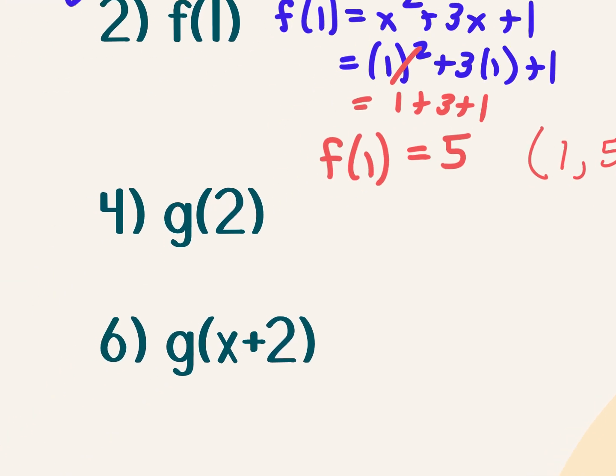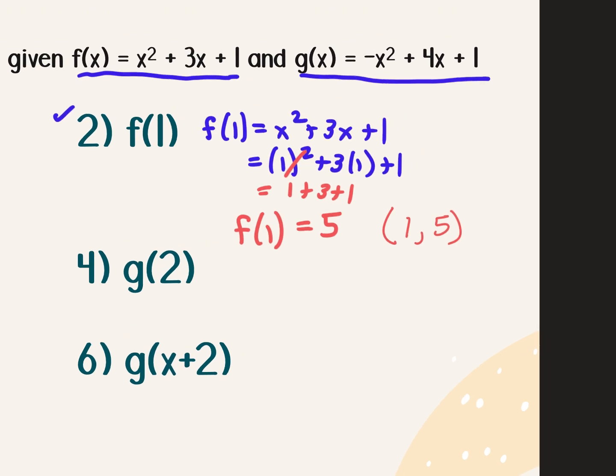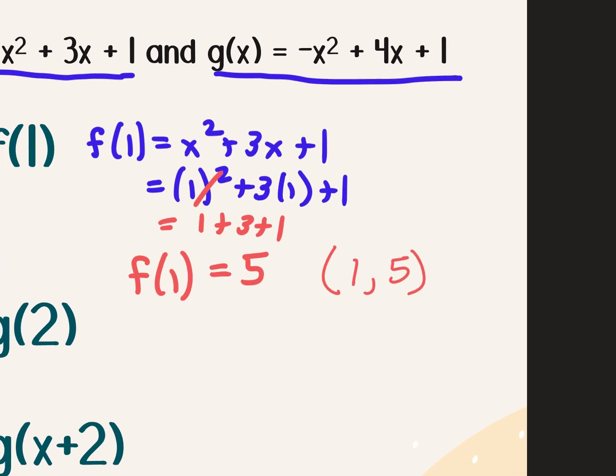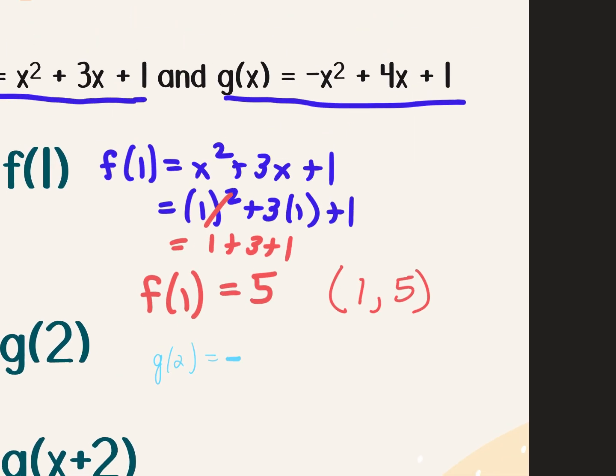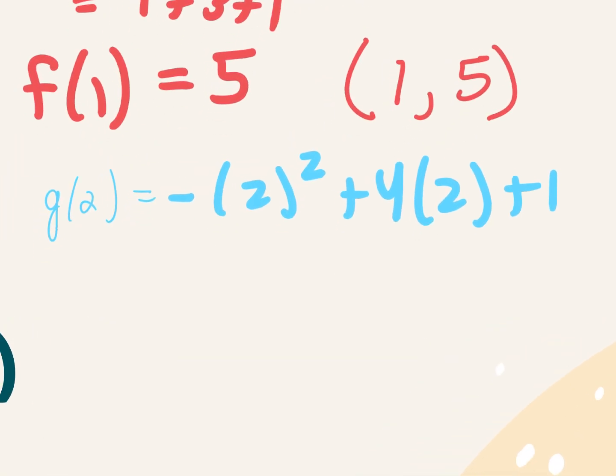Look at number 4. How's this one different? It's g. So what function do I need to use? The g one. And what number do they want me to plug in? 2. So I have g of 2 equals negative x squared plus 4 times 2 plus 1. When I'm evaluating this, guys, what do we do?